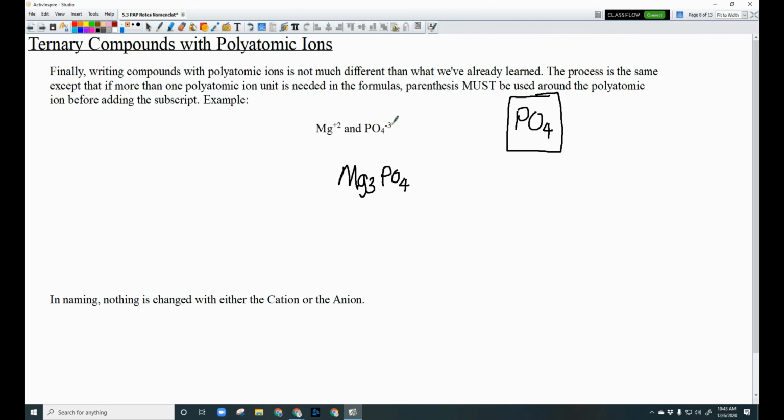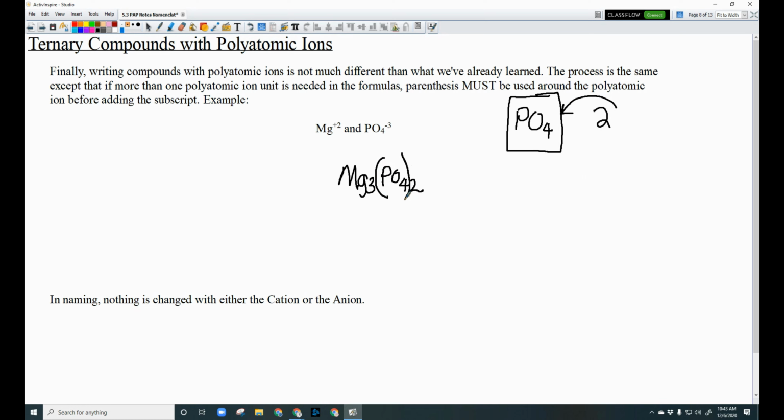Okay, so we've swapped this 3 to here. We have to swap this 2 to here. If we swap that 2, look, what does that look like? It looks like Mg3PO42. It looks like we need 42 oxygens. Well, that is absolutely not correct. So we need some kind of way that we can show that we need 2 of these. And the way we do that is by adding parentheses.